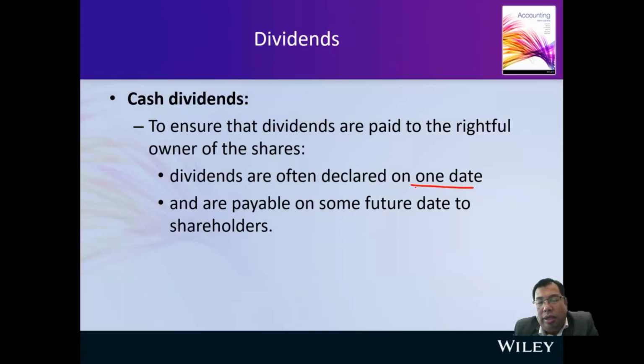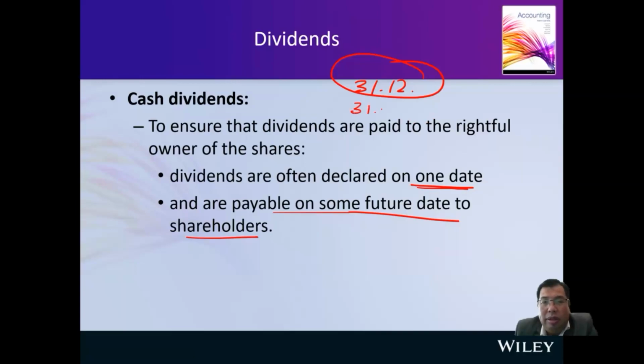To ensure that dividends are paid to the right owner of the shares, dividends are often declared on one specific date, for example, on 31st December. We declare the dividend on 31st December, and it is payable on some future date to the shareholders. Dividend is not an expense. Dividend is an appropriation of profit to the shareholders. Maybe the dividend is declared on 31st December, but the payment is made on 31st January next year.